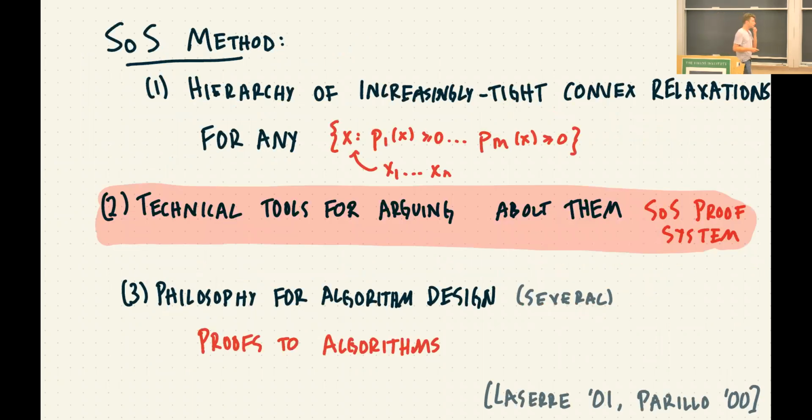Okay, so I have to tell you now about point 2. The sum of squares proof system, in order for us to put the pieces together into the SOS exponential mechanism and for everything to make sense. So what are the technical tools for arguing about this hierarchy of convex relaxations?